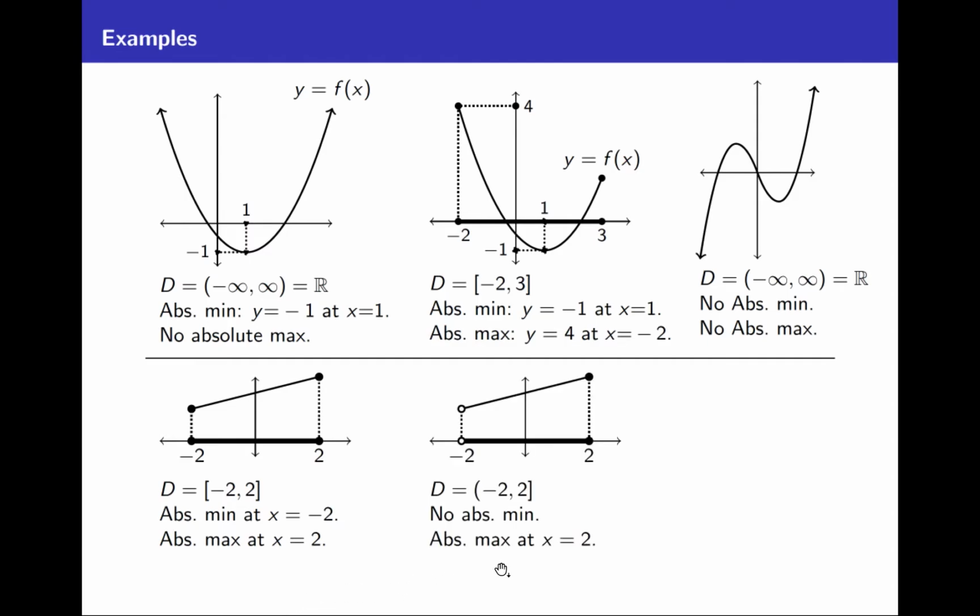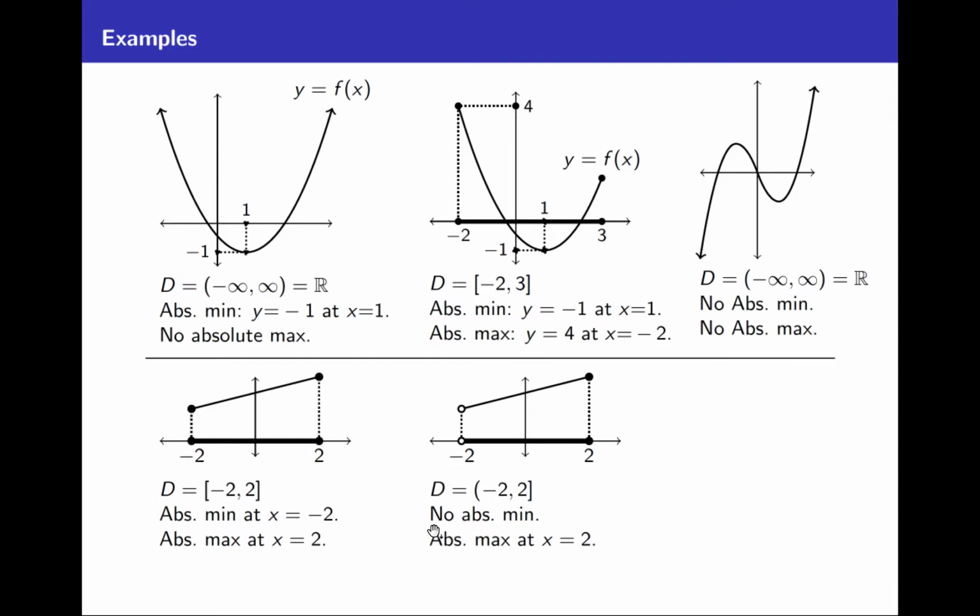This is almost the same function, but notice I've changed the interval just slightly. I've made it an open interval, or a half-open interval. It's open at -2. So the point -2 is not included in that interval. So you have a little white dot there and a corresponding white dot up there on the graph.